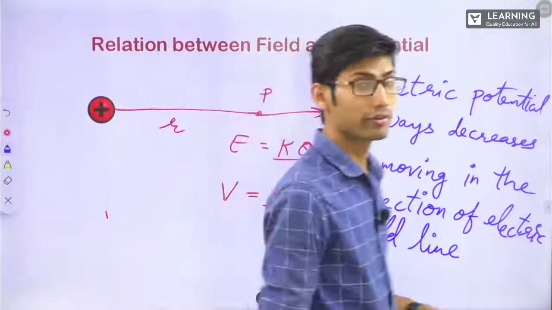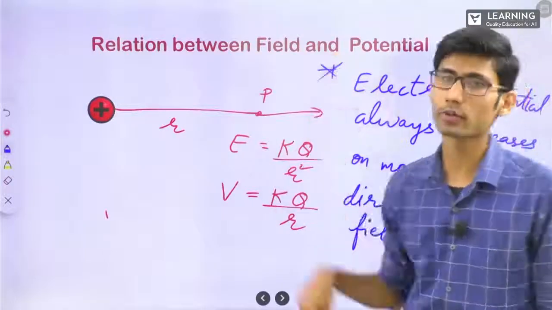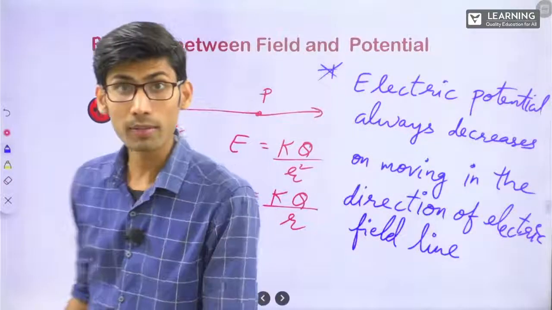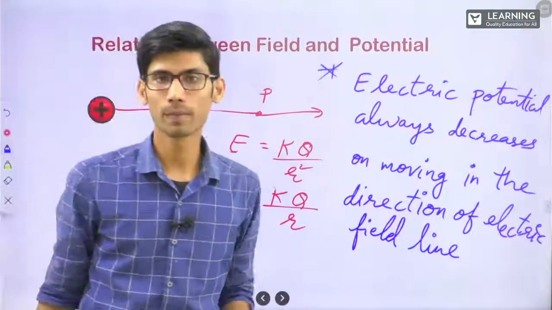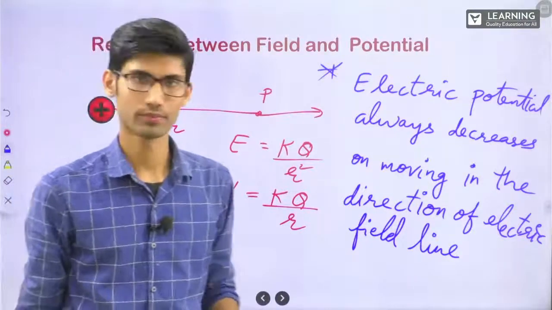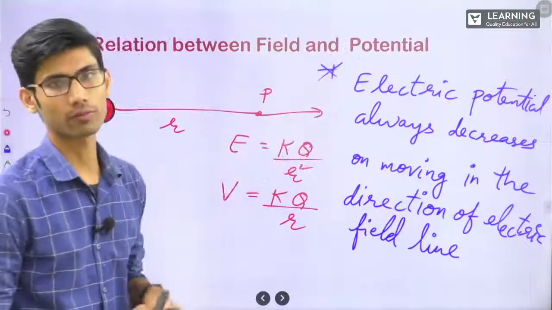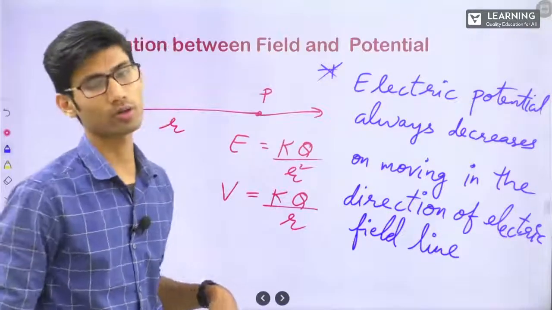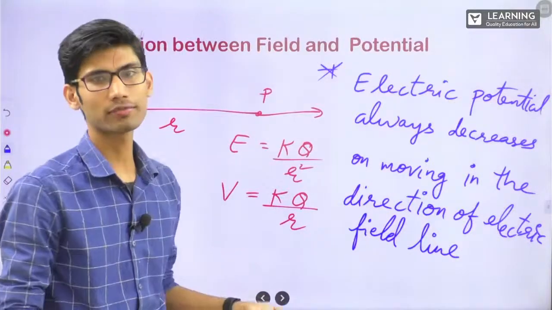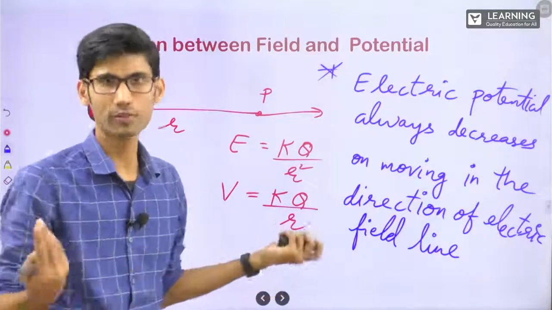Now, we have to find the relation between field and potential. There can be two cases. One, the field is uniform, one, the field is non-uniform. So two relations will come, one for the uniform field, one for the non-uniform field. Again, both the relations will be nearly the same. They come from each other only.